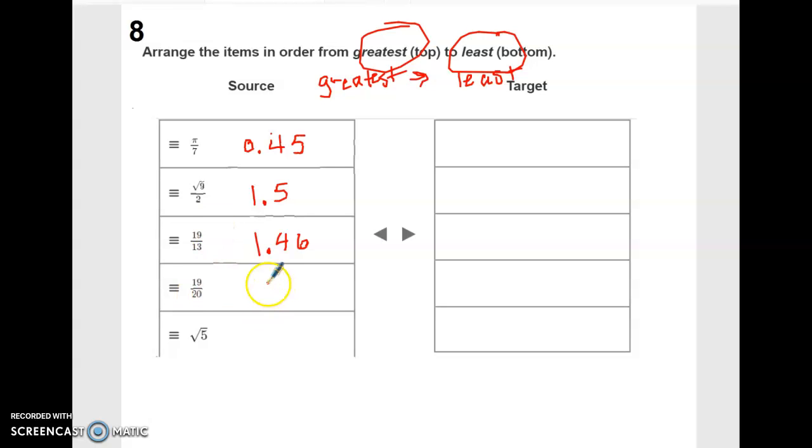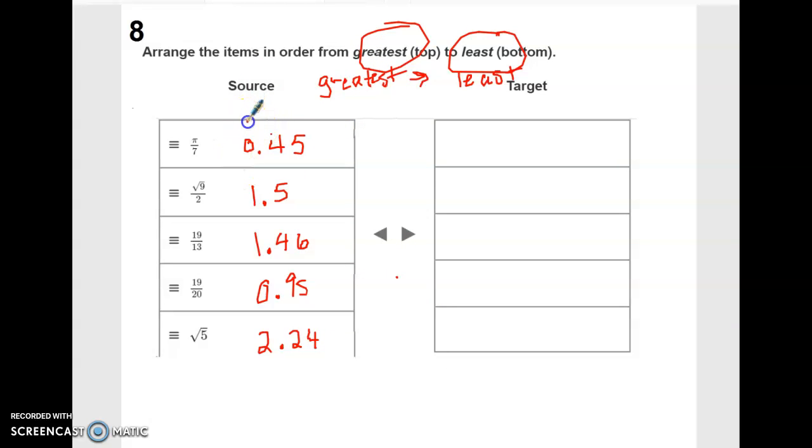Put that in my calculator, and I get 0.95. And my last one, I have the square root of 5, which is 2 rounded to 2.24. Now I'm going to start putting them in order, but this time I'm looking for greatest to least.